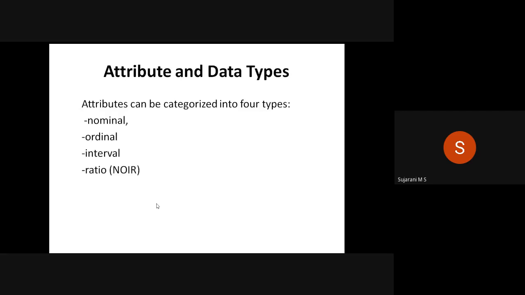Simply, we can say NOIR, as a short form. Four types: nominal, ordinal, interval, ratio. In what way are they different? That can be discussed in the next slide. These are the important tables. In the examination, if this question is asked, you can copy this table exactly. It's a very important table.